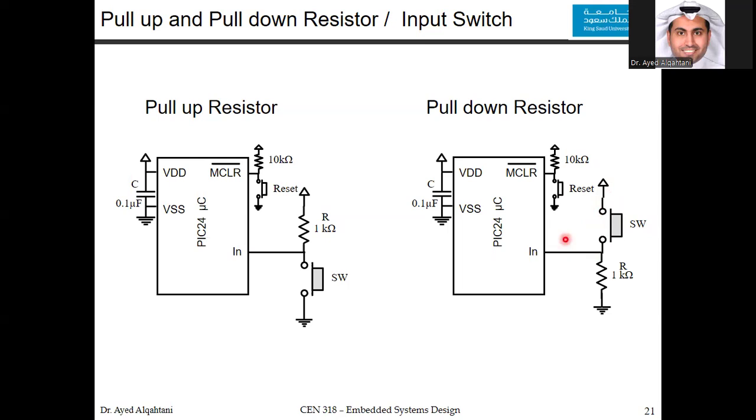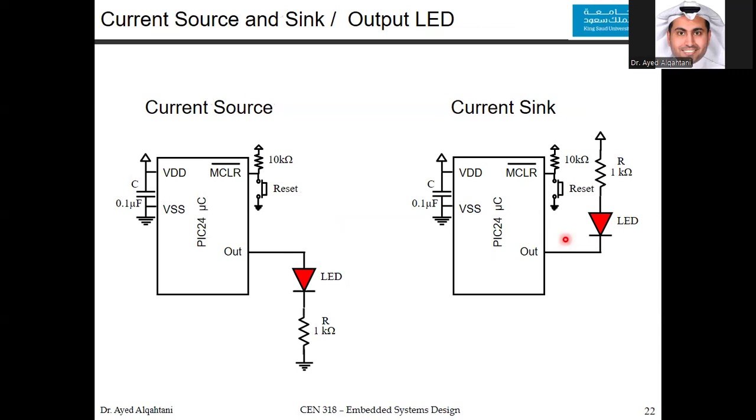So these are the two options that you have for a switch. For the LED, similarly, we call them current source or current sink. If it's a current source, obviously the LEDs are connected to outputs. So if the LED is connected to a current source, and you have a voltage difference between this point and this point, then the LED will emit light. If there is no voltage difference, then the LED will be off.